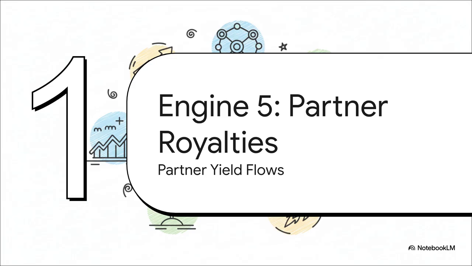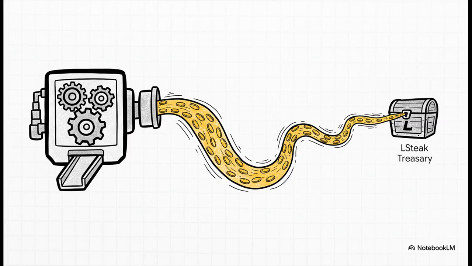All right, let's talk about Engine 5, ongoing partner royalties. Now, this also involves partners, but listen up because it's a completely different flow of value. This is important to get right. So Engine 4 was about the initial deposits, right? This one is about what happens after that. It's about ongoing earnings. Every time one of these partners earns yield from their own bonds, LStake gets a 5% royalty. Again, hard-coded, automatic, it just keeps coming in.